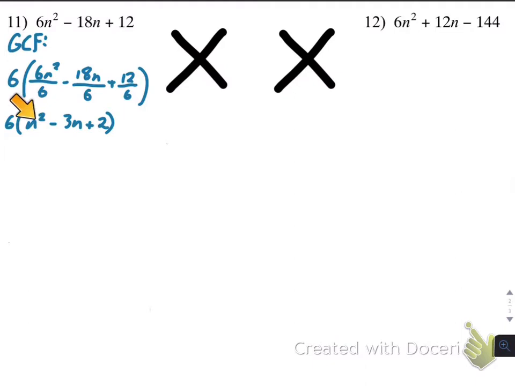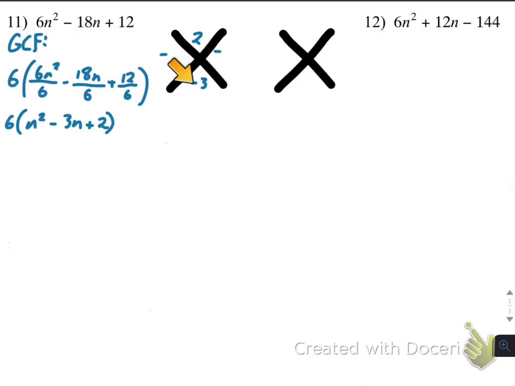And now I have a quadratic expression with the leading term as 1. Now I can use my diamond game. So remember, c is going to go up top here, and the b, this -3, is going to go down here. Now, we talked about it in class. If and only if this b term is negative, then I know both of my factored values here are going to be negative. So I'm going to go ahead and put my negative signs in there.